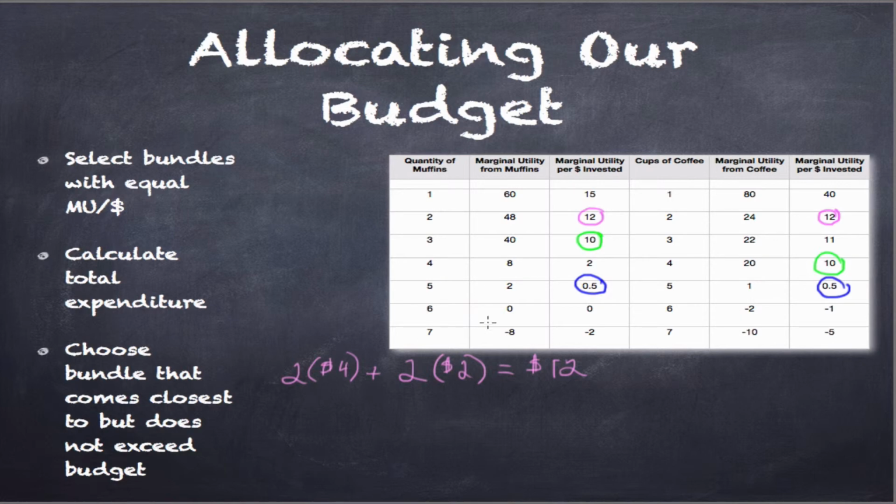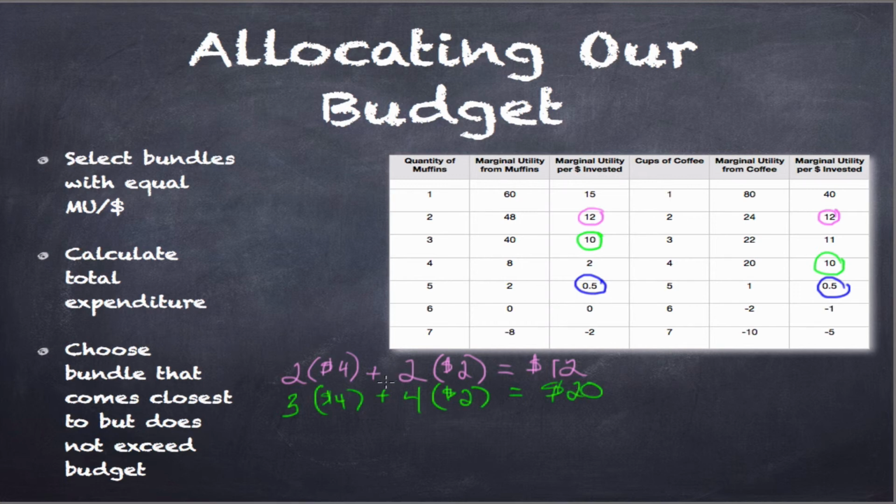Okay, so we can take a look at our next bundle where we can get equal marginal utility per dollar spent of 10. That would involve, in this case, purchasing 3 muffins, again at $4 each, along with 4 coffees at $2 each. Now, if I were to do that, I'd be spending $12 on muffins, and I'd be spending $8 on coffee, or a total of $20.